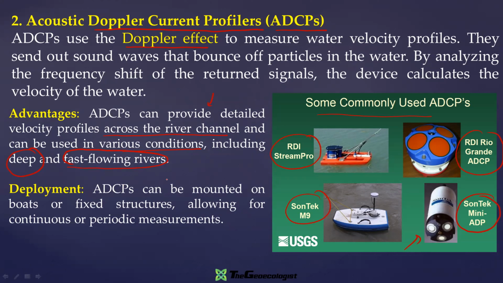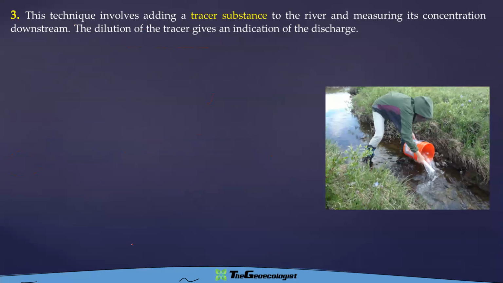Now, how do you deploy? It can be mounted on boats or fixed structures, allowing for continuous and periodic measurements, right? Then you have the third technique. It's called a tracer technique, tracer substance. Now the word itself is trace. What do you trace? So first you make a section where you dip this tracer elements, right?